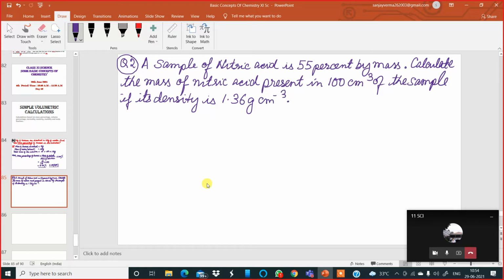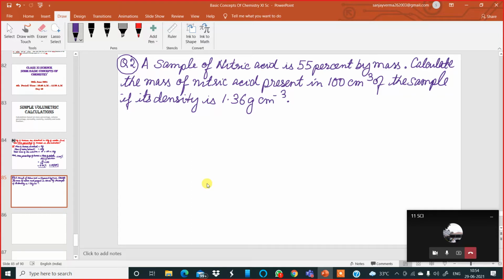Okay, this is the question. A sample of nitric acid is 55% by mass. This second question is also a problem based on mass percentage, but here the mass percentage is given. Using it, they are telling us to find the mass of nitric acid present in 100 centimeter cube of the sample. That means the volume of the solution is 100 centimeter cube. This is a backward question, so we have to go backward.